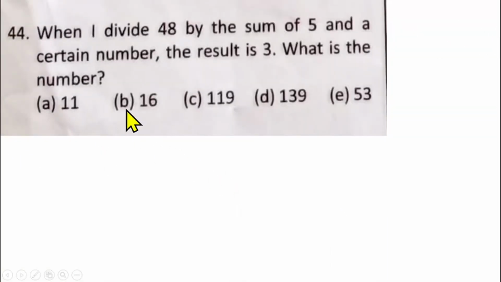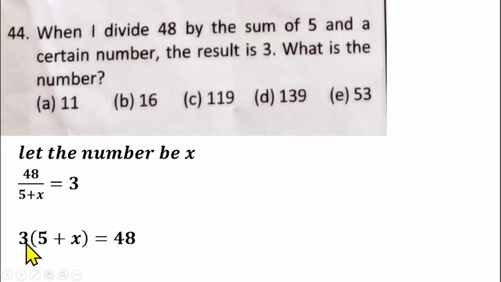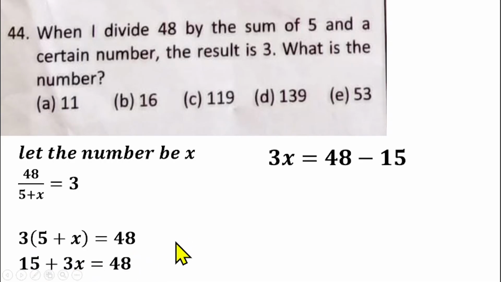Question number 44. When I divide 48 by the sum of 5 and a certain number, the result is 3. What is the number? This is a word problem. So let the number be x. So you have 48 divided by 5 plus x equals to 3. Cross multiply. 3 times this equals to 48. Open the bracket. You have 15 plus 3x equals to 48. Collect like terms: 3x equals to 48 minus 15. 3x equals to 33. Divide both sides by 3. x is 11. Option A.